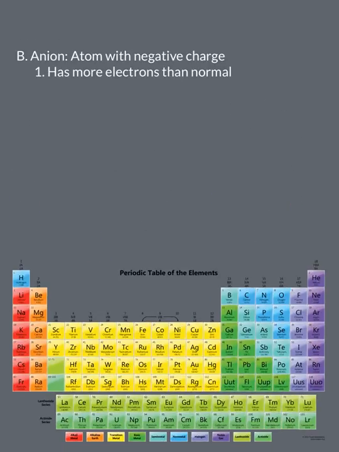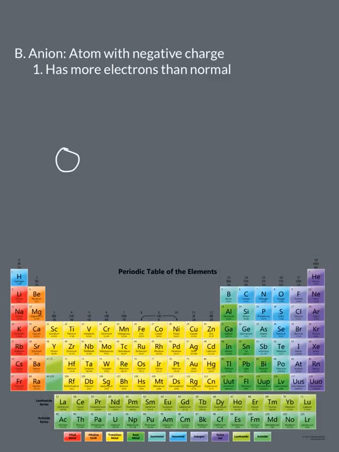So this idea of charges, there are 2 types of charged atoms. Obviously, it can be either positive or a negative. A negative charged atom is considered an anion. So this is an atom that has more electrons than normal. So we already did fluorine as one example. We'll do another example. So another example would be oxygen.